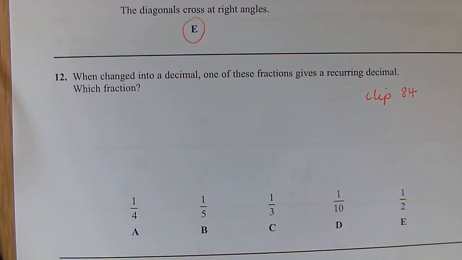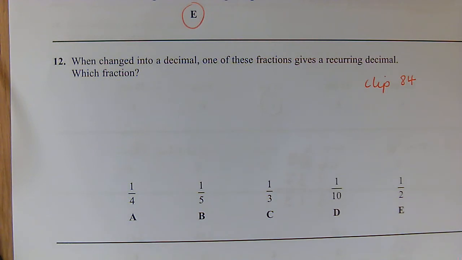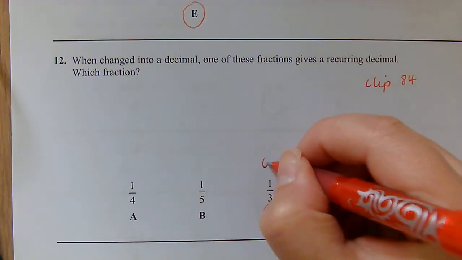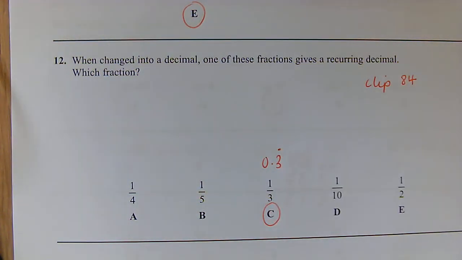When changed into a decimal, one of these fractions gives a recurring decimal. Which one? That is going to be our 1/3, as that is 0.3 recurring.